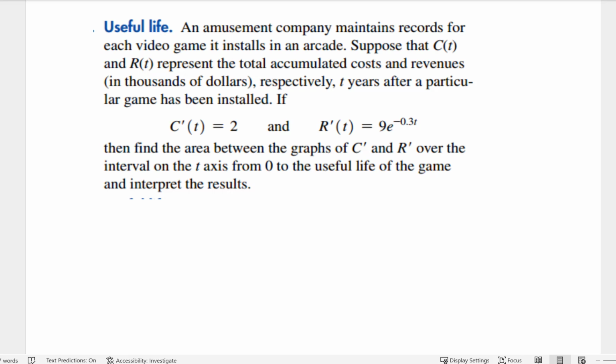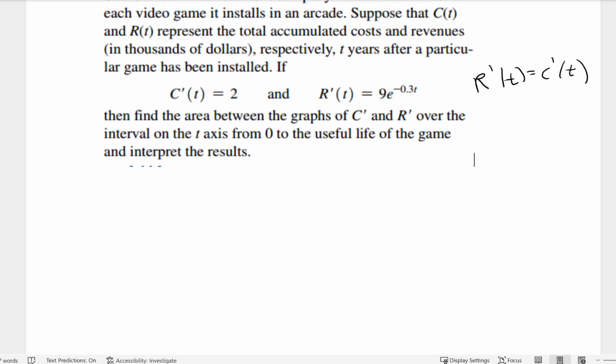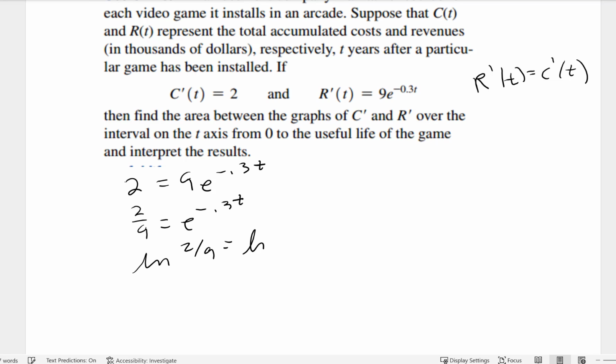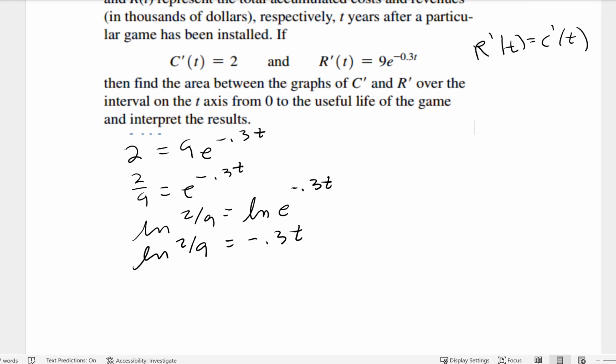All right, so we talked about useful life before, and we said to start, we need to look at where is R prime of t equal to C prime of t. I'm going to show you this twice. The first way is I will do it algebraically. So I have 2 equals 9e to the negative 0.3t. To solve this, I would divide by 9, so I have 2 over 9 is e to the negative 0.3t. And then I would take the natural log, so natural log of 2 over 9 is the natural log of e to the negative 0.3t. So natural log of 2 over 9 I keep, natural log of e to the negative 0.3t is just negative 0.3t. So we divide by negative 0.3.